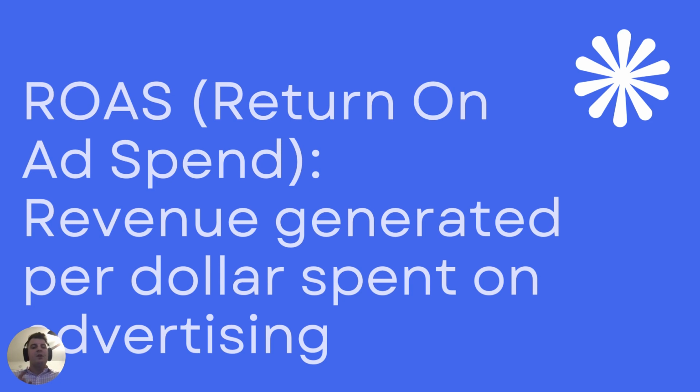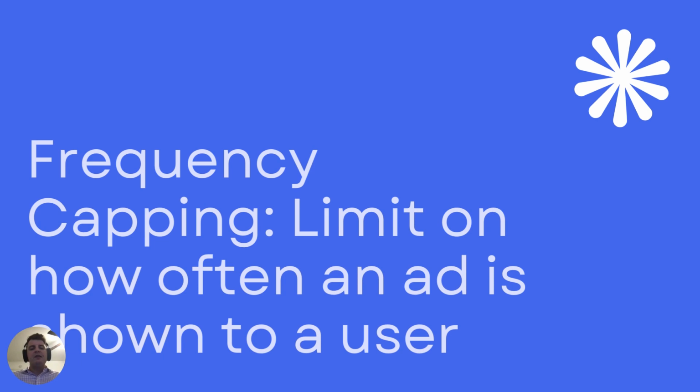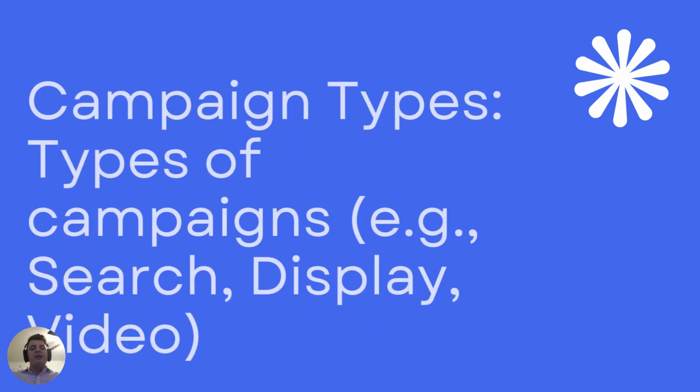And just a few more here. ROAS, the return on ad spend, revenue generated per dollar spent on advertising. So every dollar you spend, how much do you get back? Next, frequency capping, the limit of how often an ad is shown for a user. Sometimes your Google Ads will only be shown so much for a particular user.